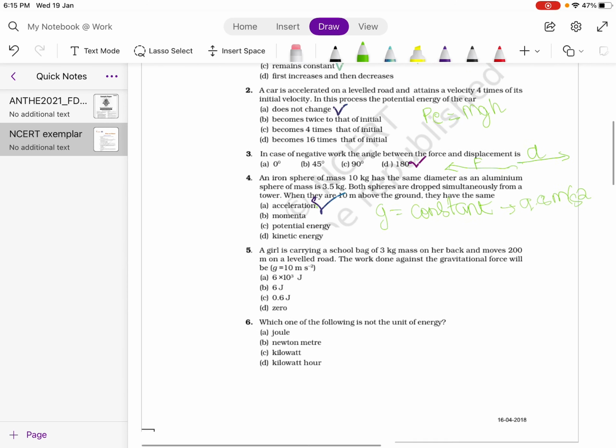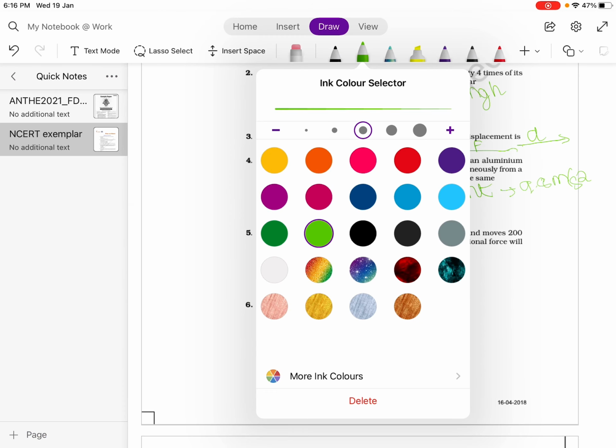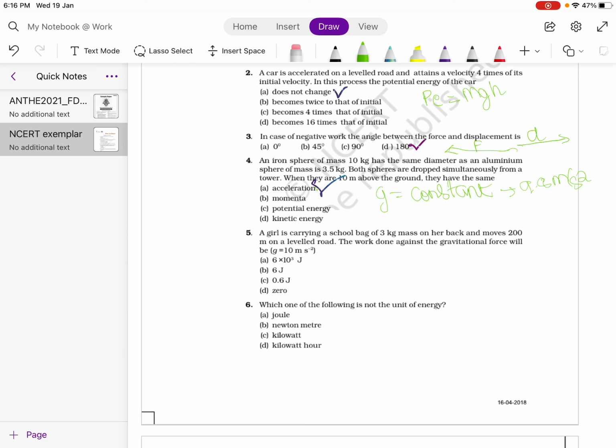So next, a girl is carrying a school bag of 3 kg mass on her back and moves 200 meters on a level road. The work done against the gravitational force will be. So here when the gravitational force acts, it always acts down. Here she only displaces horizontally and the object won't displace vertically. So the work done by gravity will also be 0 and the work done against the gravitational force will also be 0. So you got the answer.